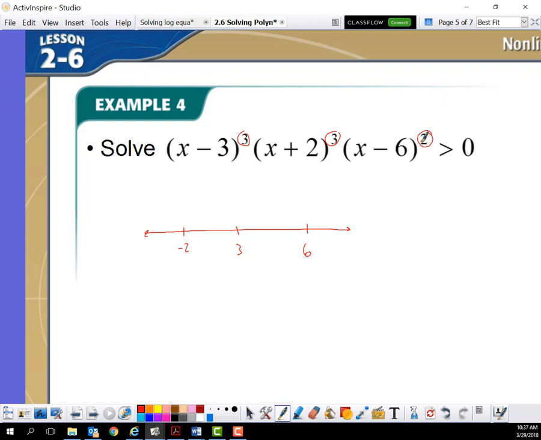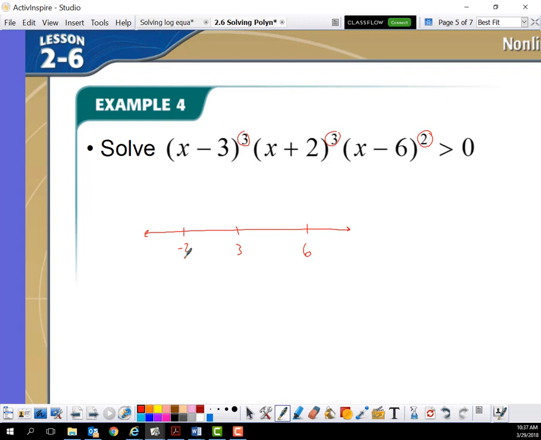So this will be an even degree polynomial, so it's going to have a W-shaped graph. And the multiplicities here are, if you have an odd multiplicity, we're going to snake through that zero. If you have an even multiplicity, it's going to bounce off that zero. So I see odd multiplicity, odd multiplicity, even multiplicity.